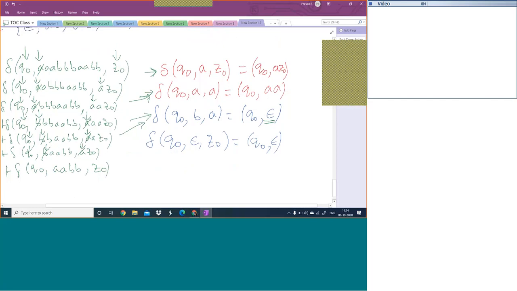Now look at this situation. Q0 is the state. I repeat again, I write again.